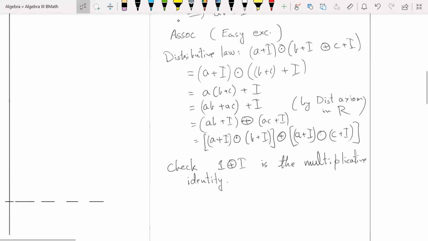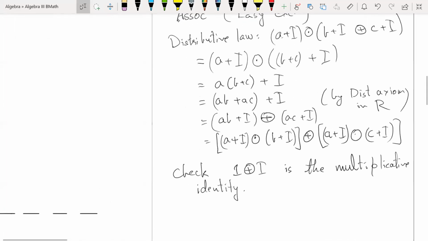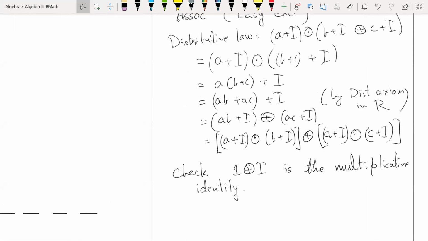So for some reason I had decided not to go below this line, but it's okay. Yeah, so similarly check other axioms, and similarly check other axioms. Yeah.